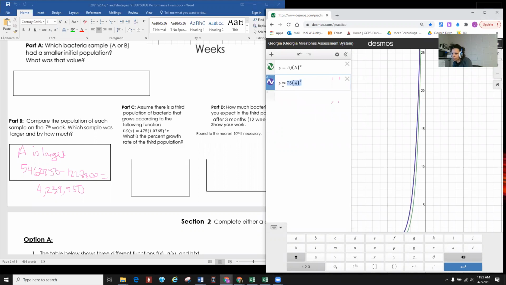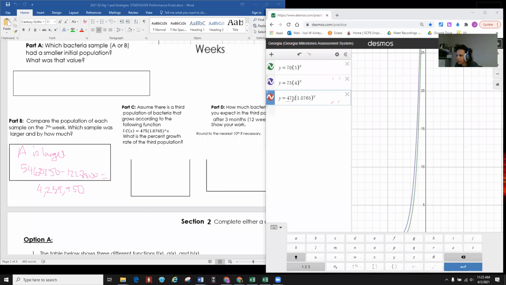And now there's a third function, so I'll make my third one. So this is A, B, and this is going to be C. And this one is 475, and over here we have 1.0765. Okay, all right, so that's my third function. What is the percentage growth of the third population?